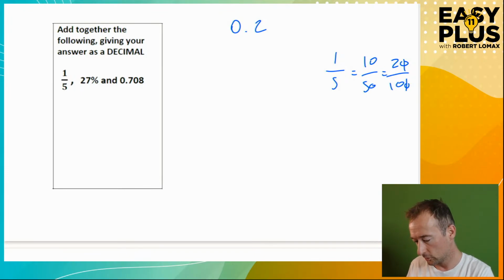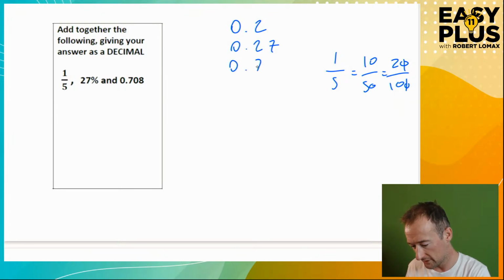A fifth is 0.2, but I would say that by the time you come to do 11 plus, it's good if you know these common conversions. If you know that a fifth is 0.2 is 20%, and so on, it will save you a lot of hassle and probably a lot of mistakes. Right, so a fifth is 0.2. 27% is 0.27, and 0.708 is 0.708.